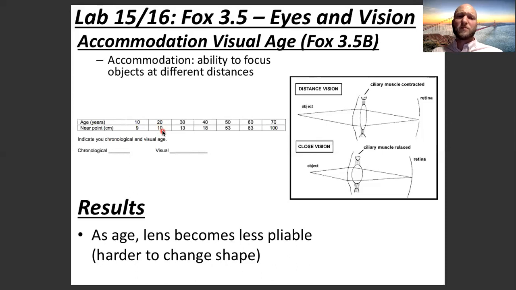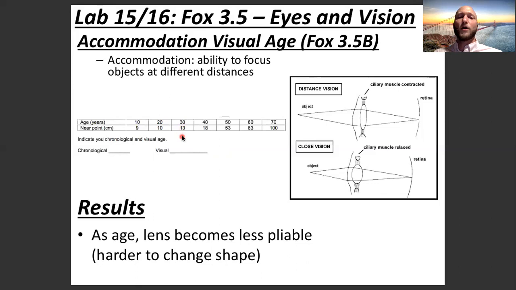So let's take Joe, for instance. Joe is 50 years old. Where do you expect his near point to be? About 53 centimeters. Let's say Cindy Lou is 30 years old. Where do you expect her near point to be? 30 years old, 13 centimeters.